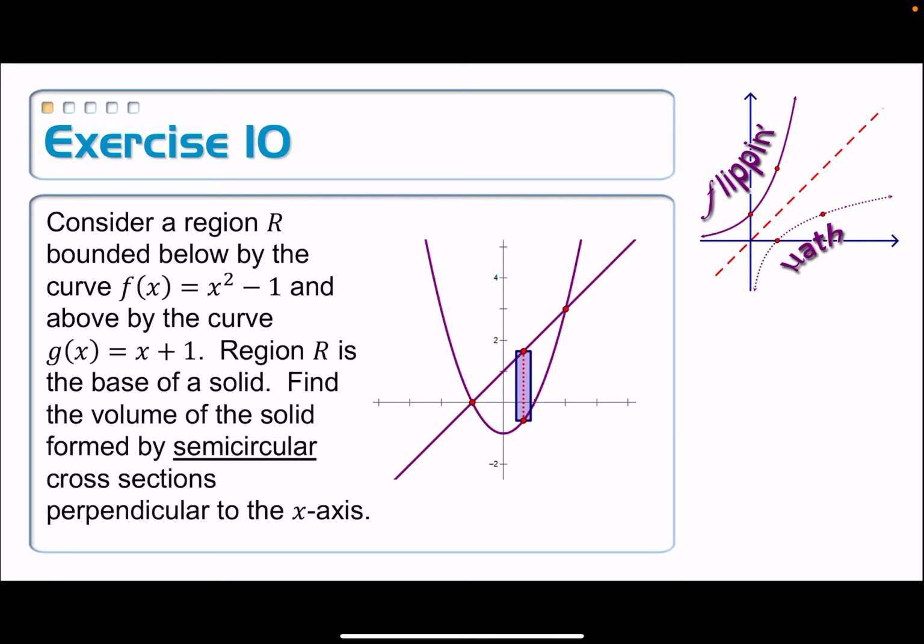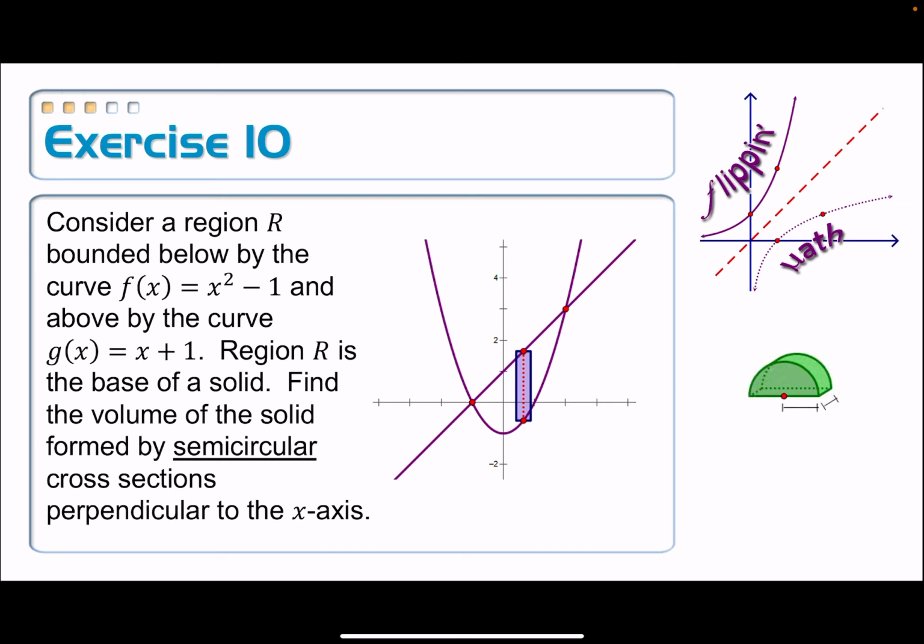For exercise 10, we're going to change it up just a little bit. We still have the exact same base shape in between these two curves here with our representative rectangle, but this time the volume of our solid is going to be formed by semicircular cross sections, once again perpendicular to the x-axis. So imagine, if you will, that the distance between these 2 points, in between that line and the parabola, this time is going to become the diameter of a semicircular cross section. And here's what that image might look like.